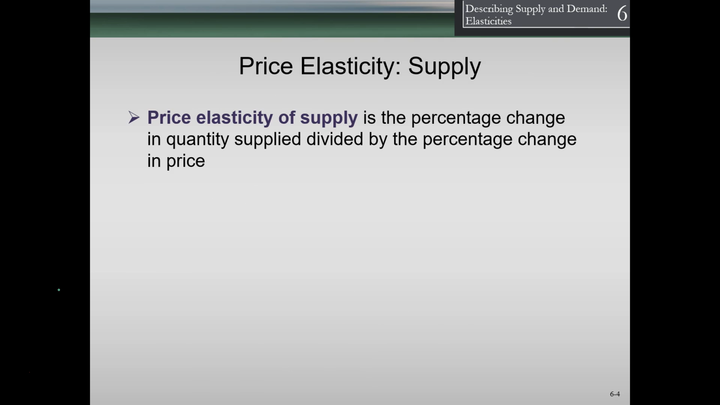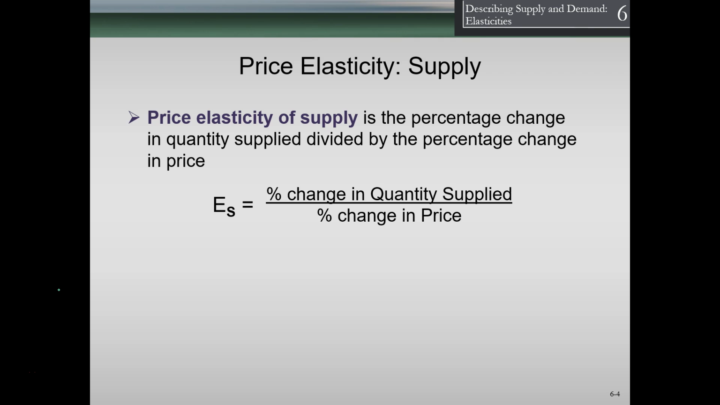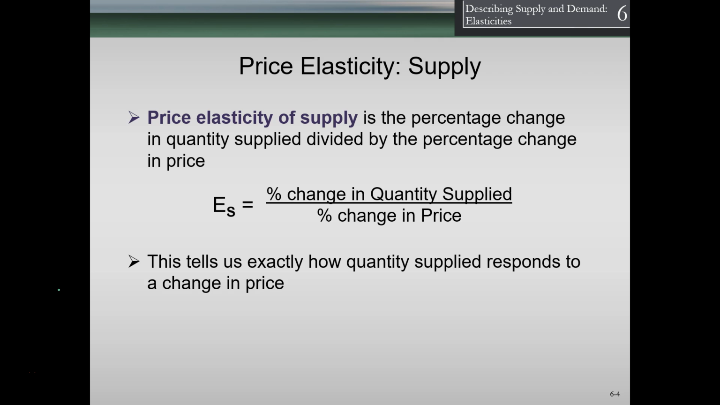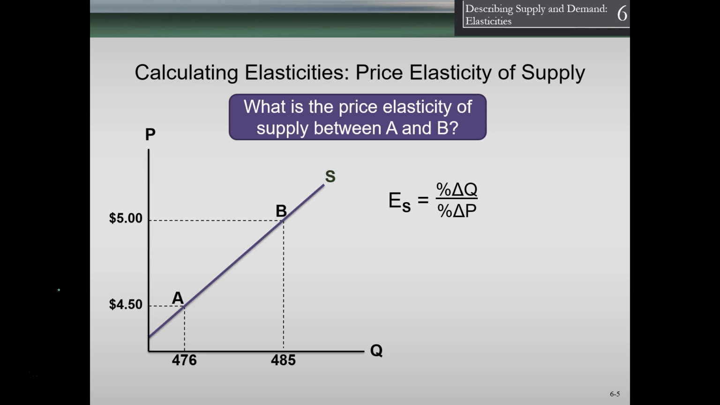Now we can think of the same type of elasticity calculation for different items as well, such as supply. So price elasticity of supply is the percentage change in quantity supplied divided by the percentage change in price. Similar calculation, we won't go into it in as much detail, but same concepts here. We've got the percentage change in quantity supplied divided by the percentage change in price, elasticity of supply. So this tells us exactly how quantity supplied responds to changes in price, and elasticity is independent of units.